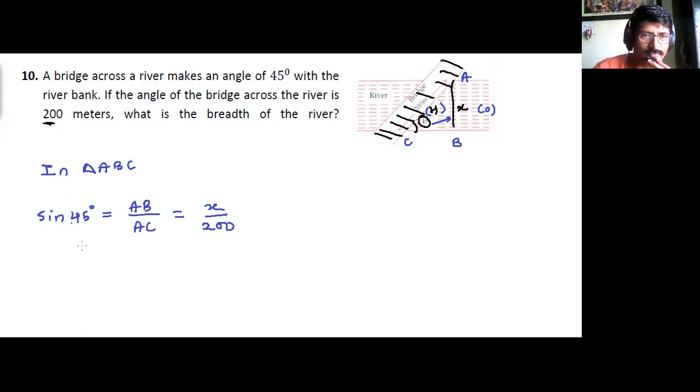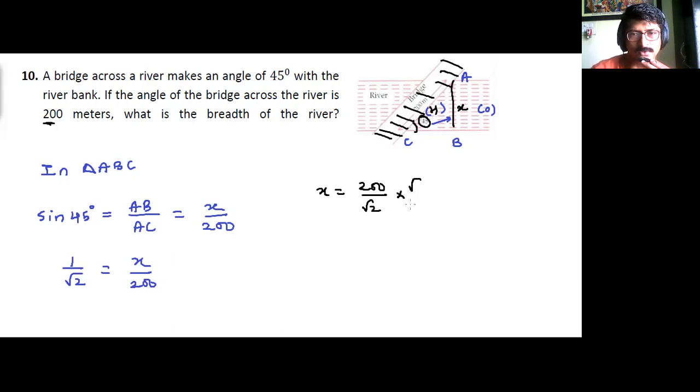Now what is sine 45? Sine 45 is 1 by root 2, which equals x upon 200. And now students, you can just plug the value and get the answer. So x equals 200 upon root 2. Now if we rationalize the denominator, root 2 and root 2 will turn out as 2 and that will get cancelled and it will become 100.